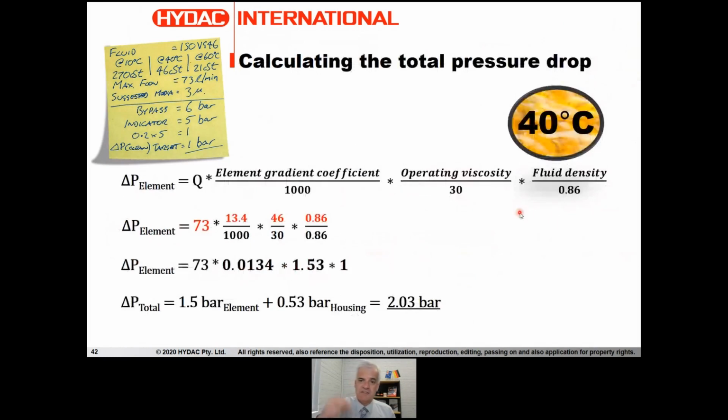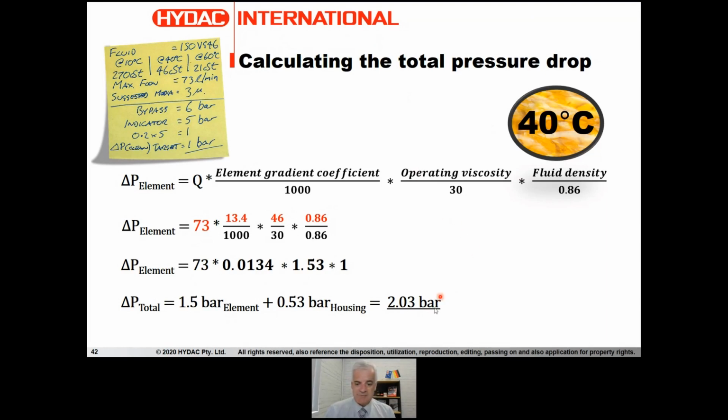And then we throw these figures into that little equation. So the delta P of the element equals 73 litres a minute times 13.4, that's our SK gradient, over 46, this is at 40 degrees, 46 centistokes. And then the density is 0.86, this is a mineral oil. So we get these figures and we calculate that out to a total of 2.03 bar. Straightforward. It's basically division, multiplication, and addition.